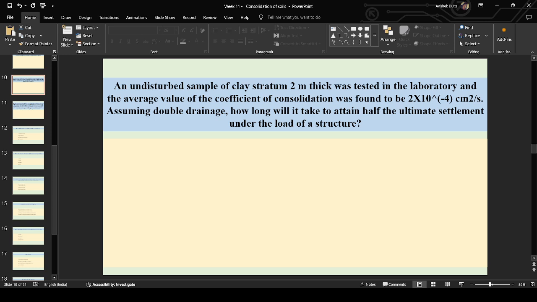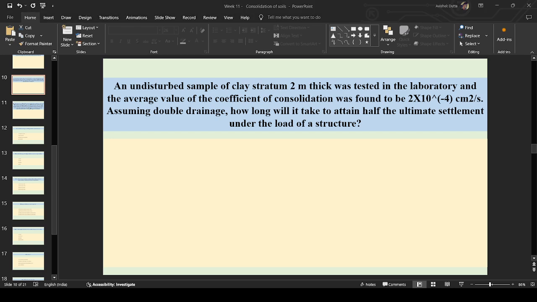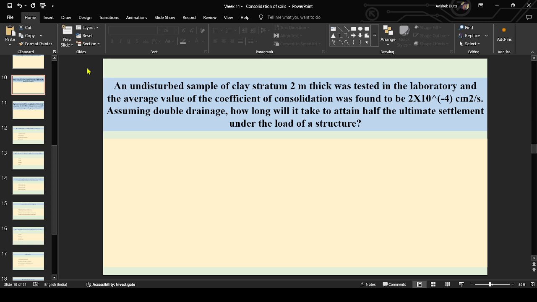I repeat the question. An undisturbed sample of clay stratum 2 meter thick was tested in the laboratory, and the average value of the coefficient of consolidation was found to be 2 into 10 to the power minus 4 centimeter square per second. Assuming double drainage, how long will it take to attain half the ultimate settlement under the load of a structure? Okay, I believe the question is clear to you. Next question.